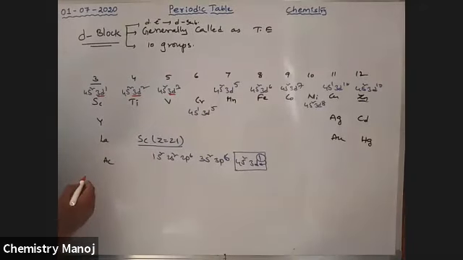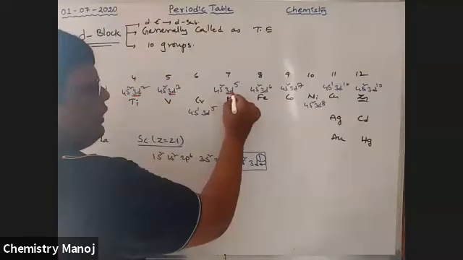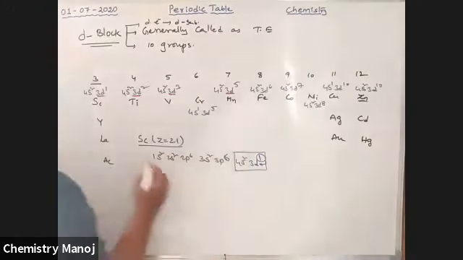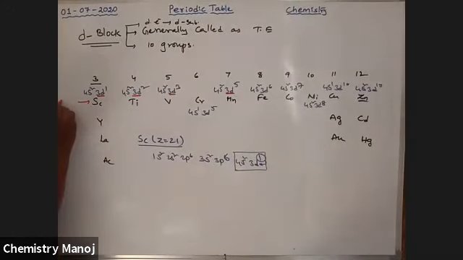In all these cases, the differentiating electron entered into the 3d series elements. That is why the first series elements are called 3d series elements. Why are these called 3d series elements? In all these first series elements, the differentiating electron entered into the 3d orbital. No doubt all these are d block elements, but in particular it entered into the 3d orbital. That is why this is called the 3d series.